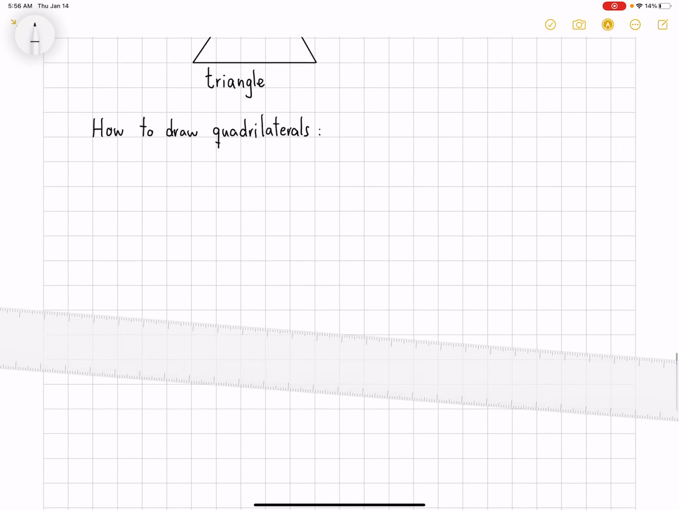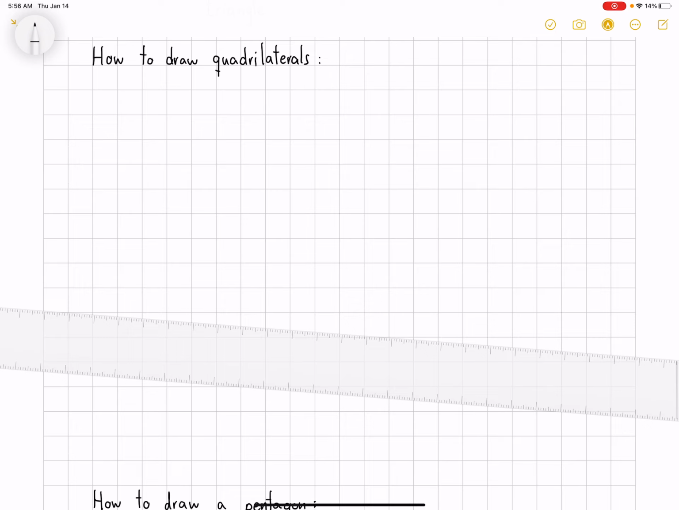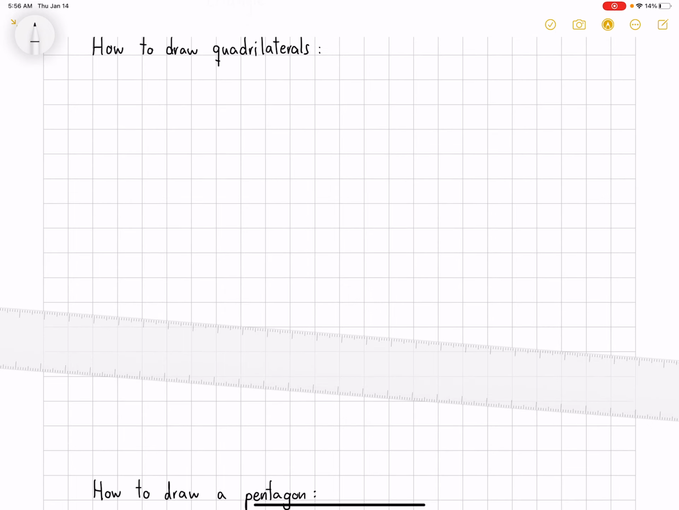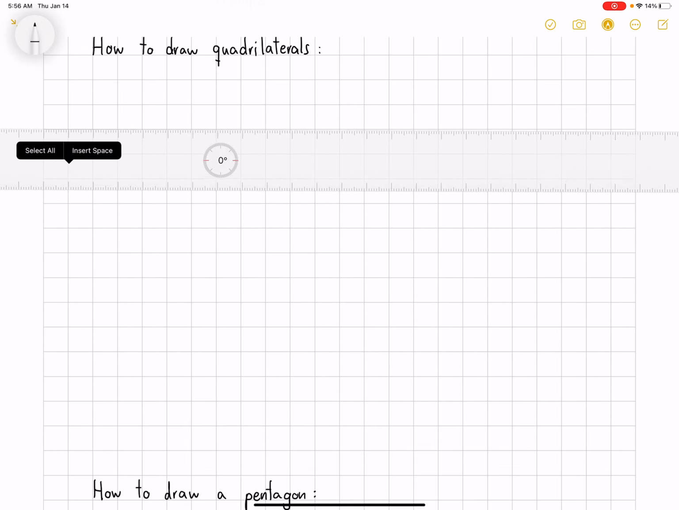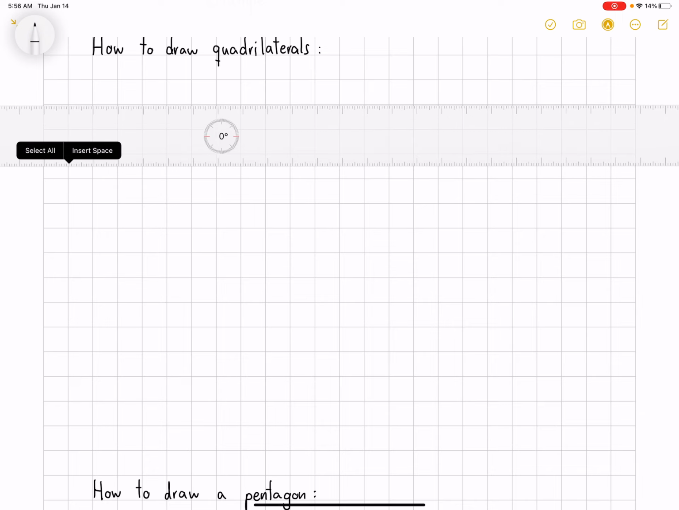Now, how to draw quadrilaterals. We have seen many different quadrilaterals. Let's start with some parallelograms. As a parallelogram, we have the rectangle. So let's start with a rectangle, and I want you to draw a rectangle that is 5 by 2.